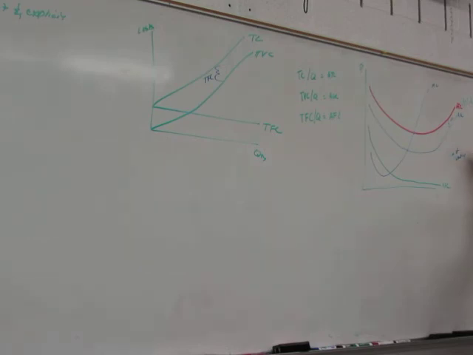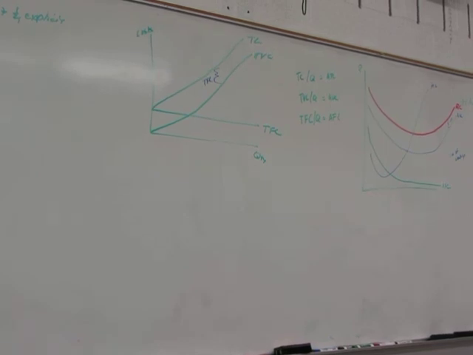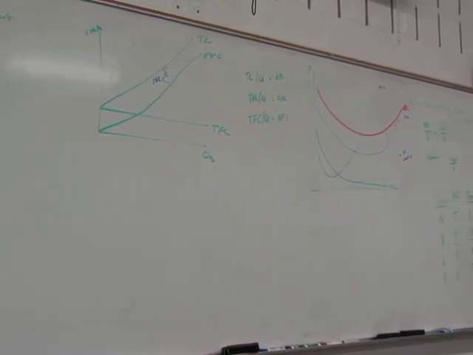If the cost of the next unit is lower than AVC, then AVC is going to come down. If the cost of the next unit is higher than your average cost, then it's going to go up.